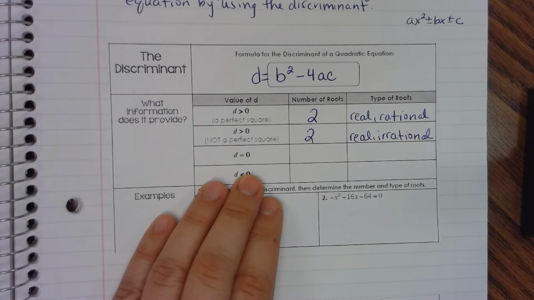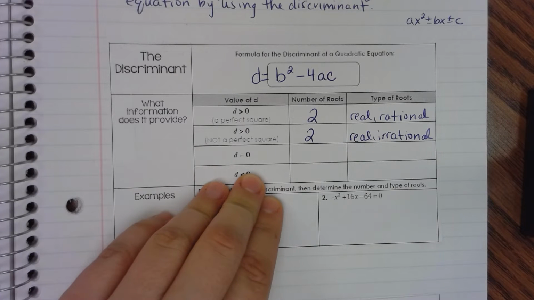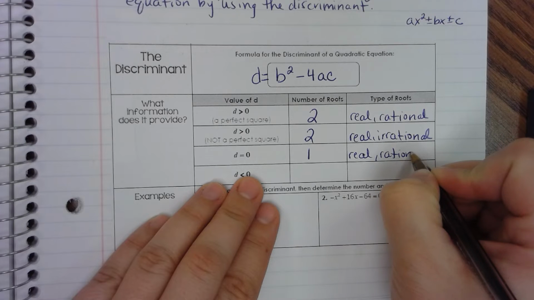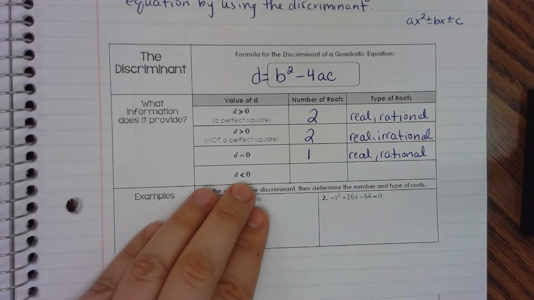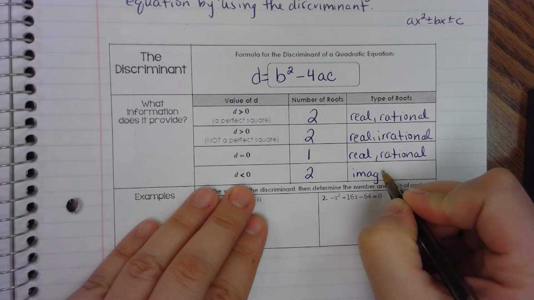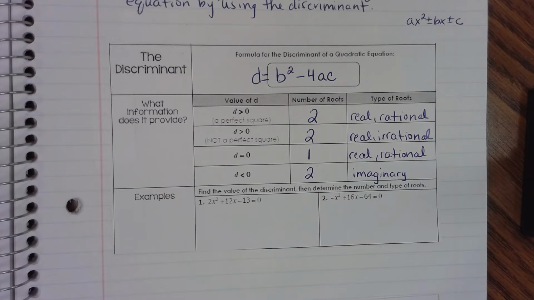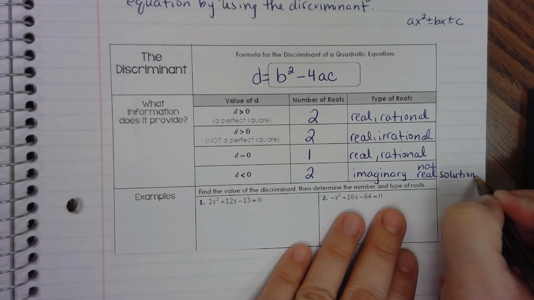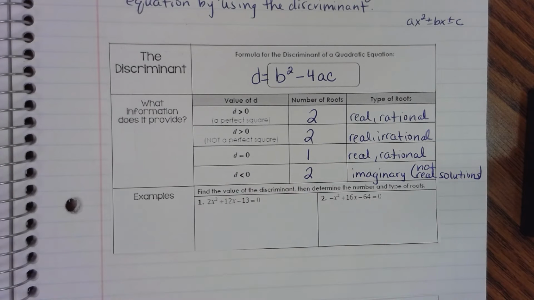If for whatever reason our d value underneath the radical is 0, that means we actually have one root, and it is going to be real and rational. And if the d underneath the square root symbol in our quadratic formula is less than 0, that means it's a negative number. We're going to have two roots, but they are going to be imaginary. We're not going to talk about imaginary numbers this year. You'll talk about them next year in Algebra 2. But what we are going to say is that they are not real solutions. So whenever we have a negative number as our discriminant, we will write down that they are not real solutions.